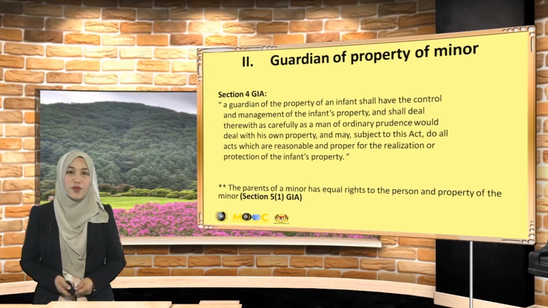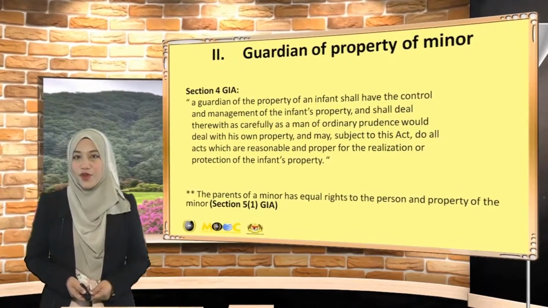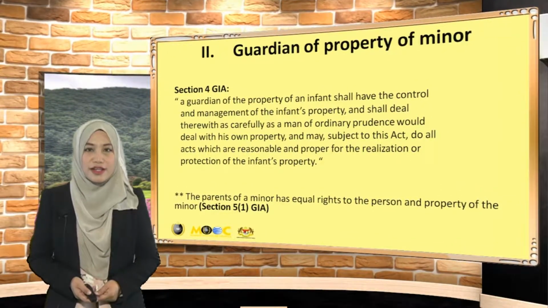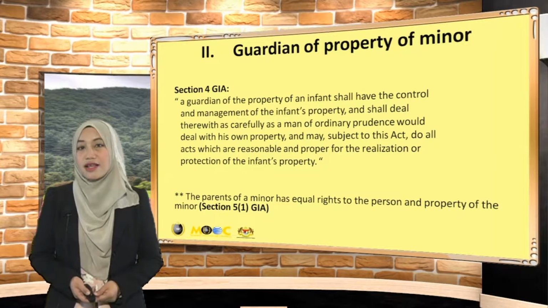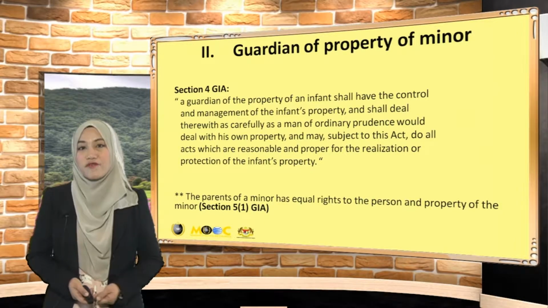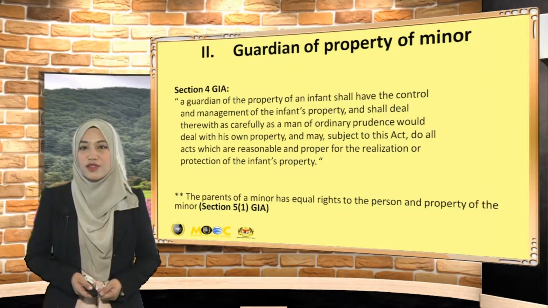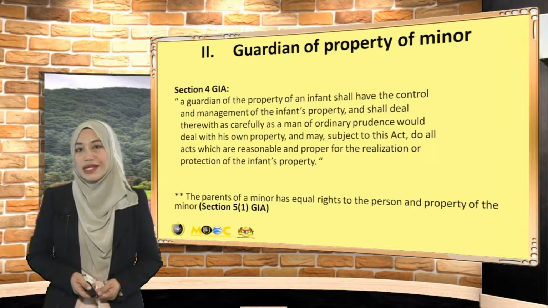Whereas for guardian of property of minor, Section 4 of the Guardianship of Infants Act 1961 provides that a guardian of the property of an infant shall have the control and management of the infant's property and shall deal therewith as carefully as a man of ordinary prudence would deal with his own property and may, subject to this act, do all acts which are reasonable and proper for the realization or protection of the infant's property.